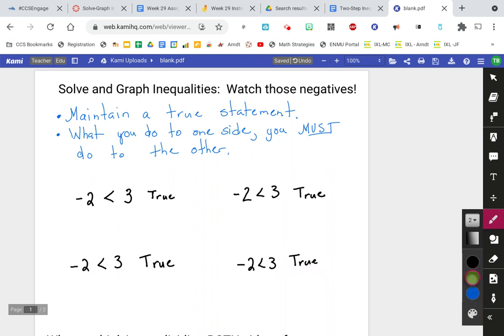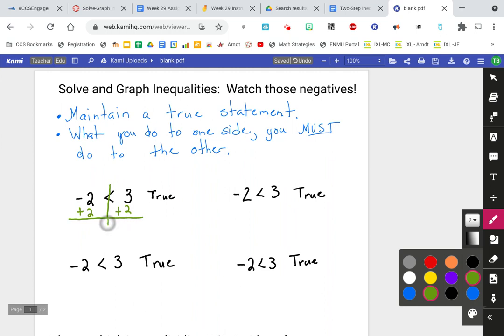So watch this. If I wanted to, let's say, add 2 to this side, and I can do that so long as what I do to one side, I do to the other. If I add 2 to both sides, well, -2 plus 2 is 0. And if I bring down the less than symbol, and then 3 plus 2 is 5, 0 is less than 5. That is a true statement.